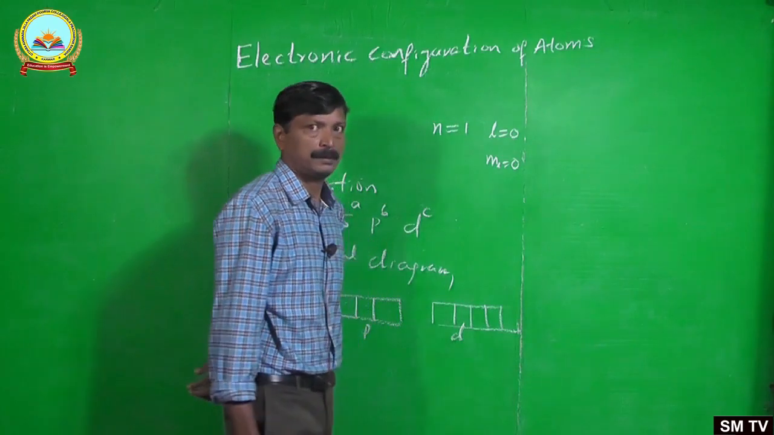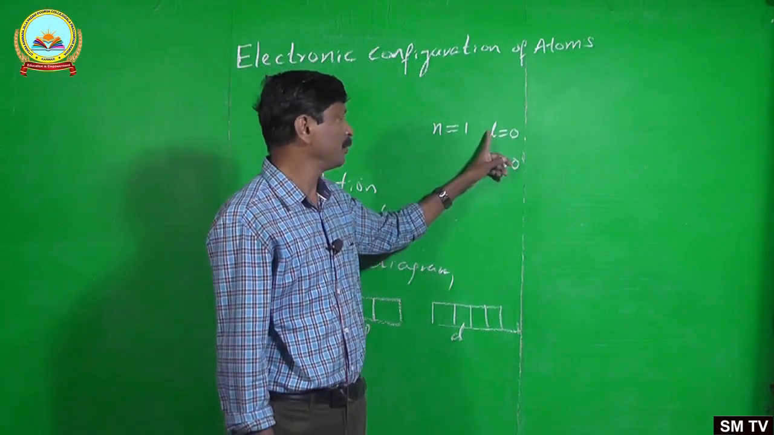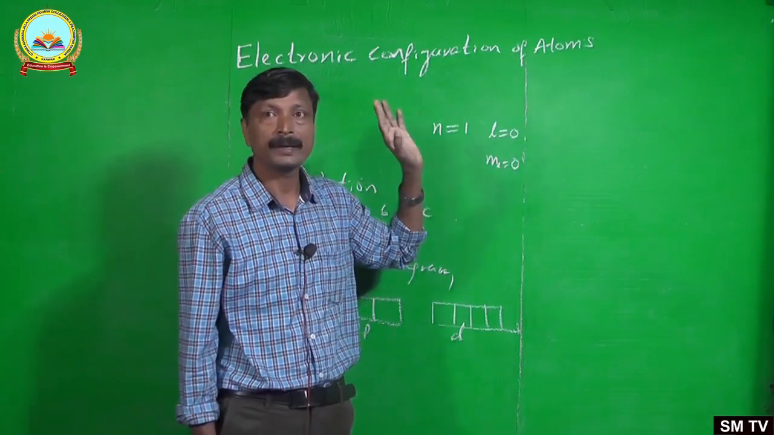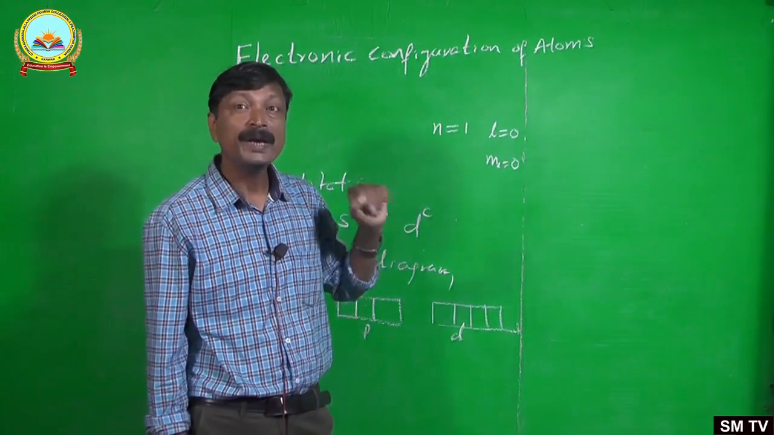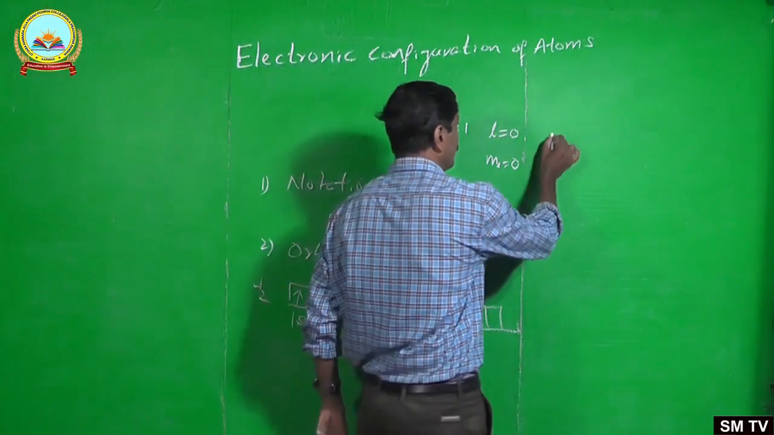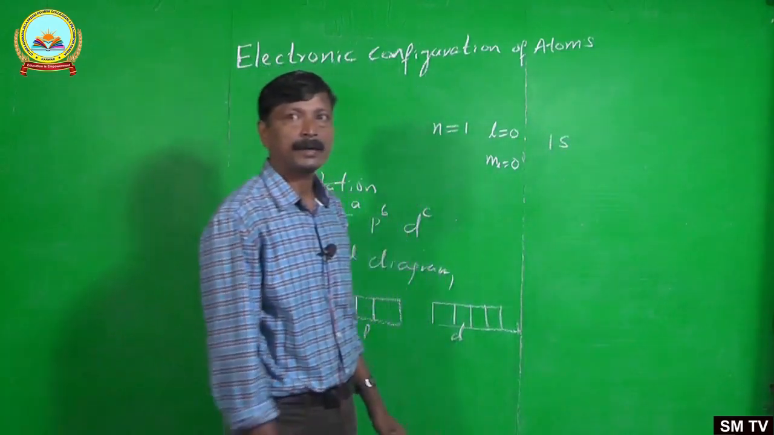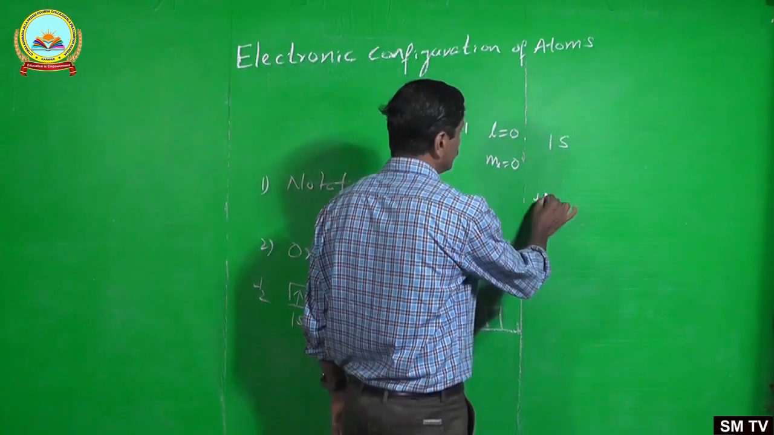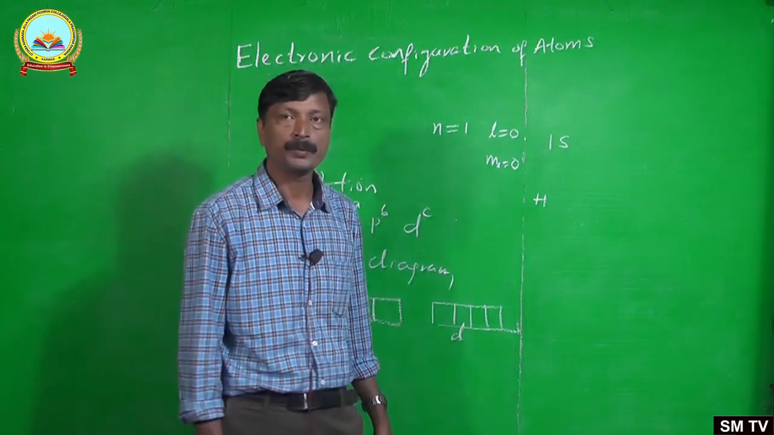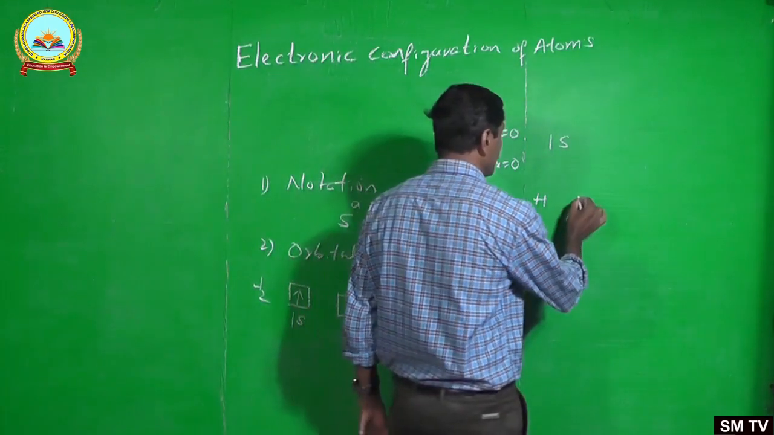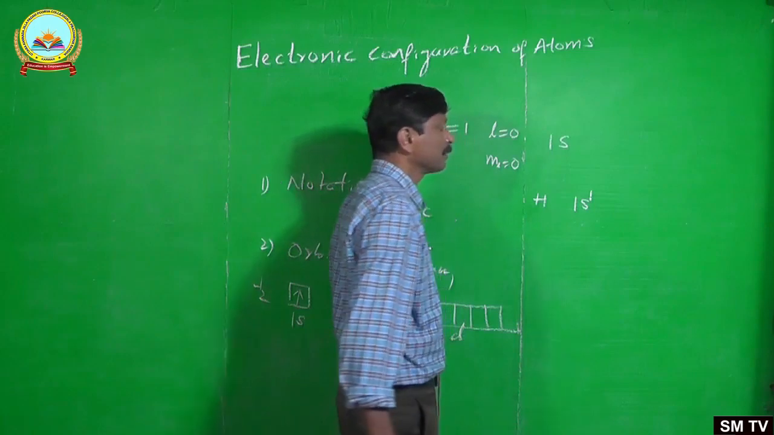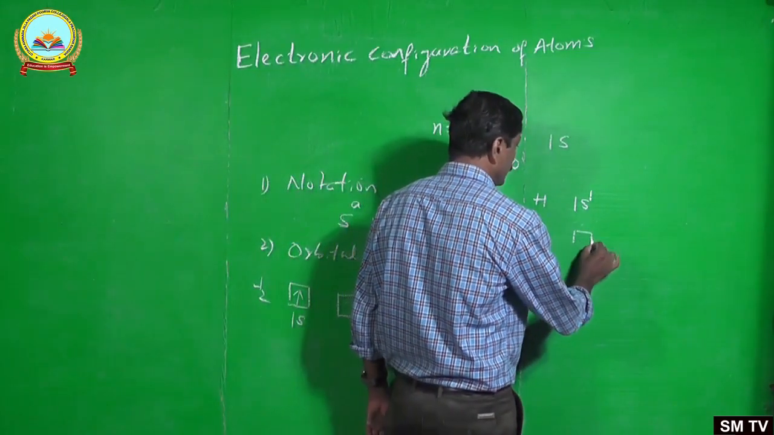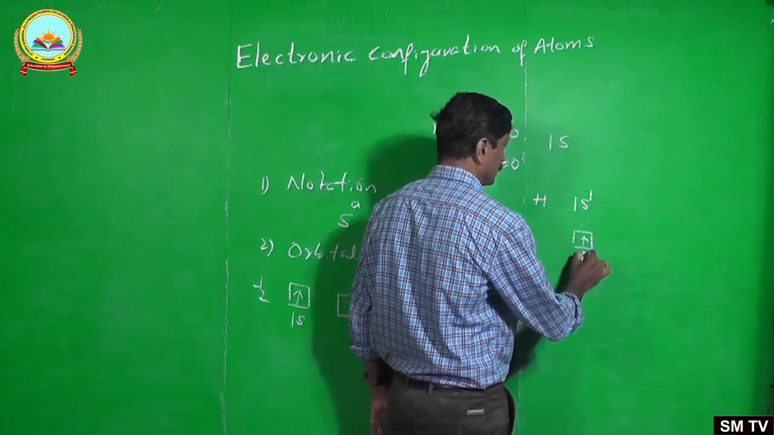That means the first principal quantum number has only one subshell, the s subshell. In it there is one orbital, which we call the 1s orbital. How many electrons can it accommodate? Only 2. Therefore, the electronic configuration of hydrogen, atomic number 1: in the notation method, you write 1s1, and in the orbital diagram method, you write it like this, 1s.